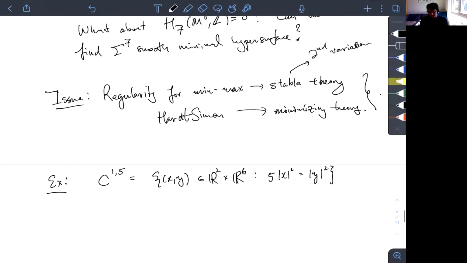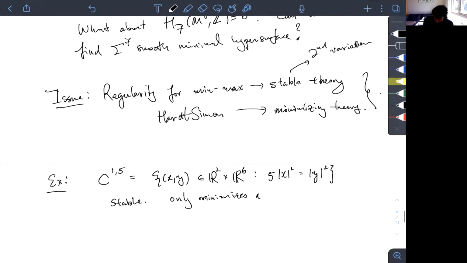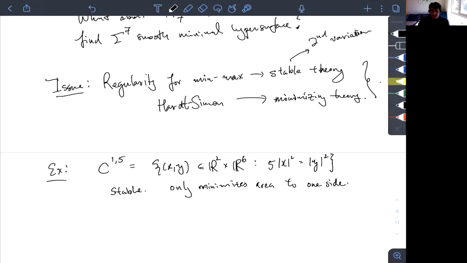And so this cone turns out to be stable, but only minimizes area to one side. Okay. And so this shows you that on the other side, the side that it's not minimizing, the Hart-Simon theory doesn't exist. And so you need a new way to attack this sort of regularity.